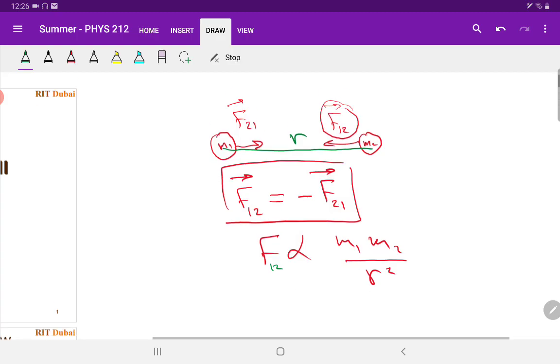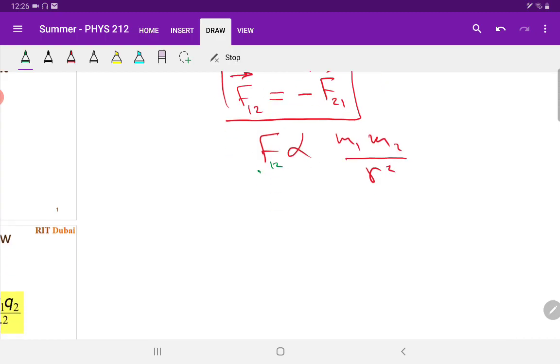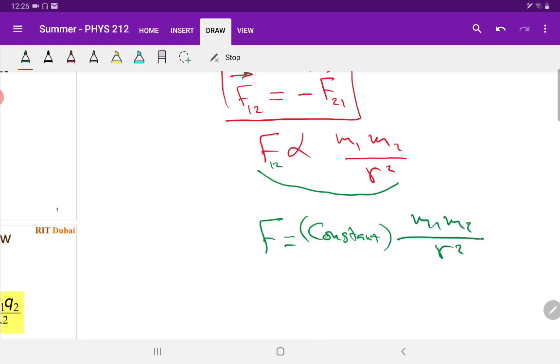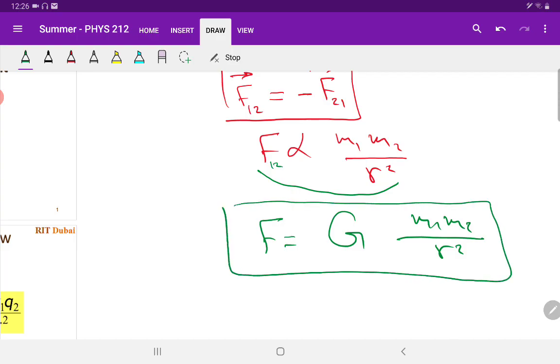And then based on that, I can translate this statement into an equation. In this case, we say F equals a constant times M1 M2 divided by r squared. And by the way, this is what we call the magnitude. And then if you remember, we describe this constant by the gravitational constant, and we use the capital letter G as a way to describe it.